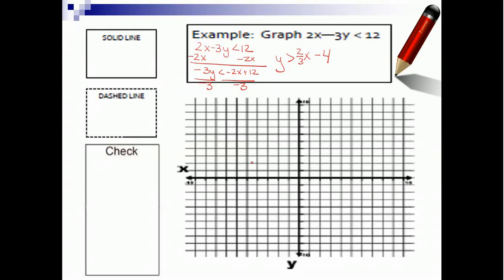Now I'm going to graph this line using my slope and my y-intercept. So -4, 1, 2, 3, 4, right here. And I'm going to go up 2 over 3. 1, 2, 1, 2, 3. And I'm just going to put dots every couple of spaces here.